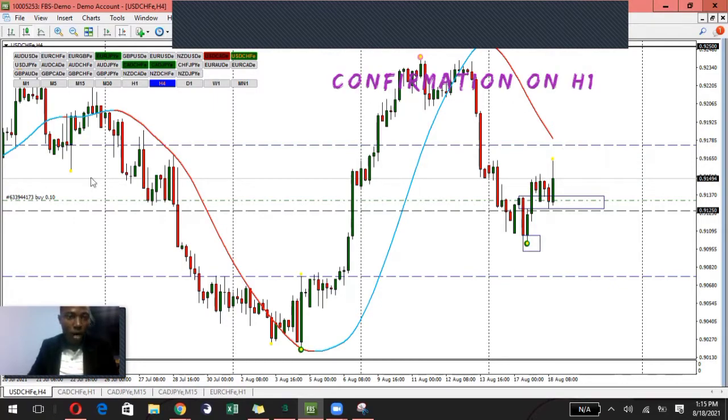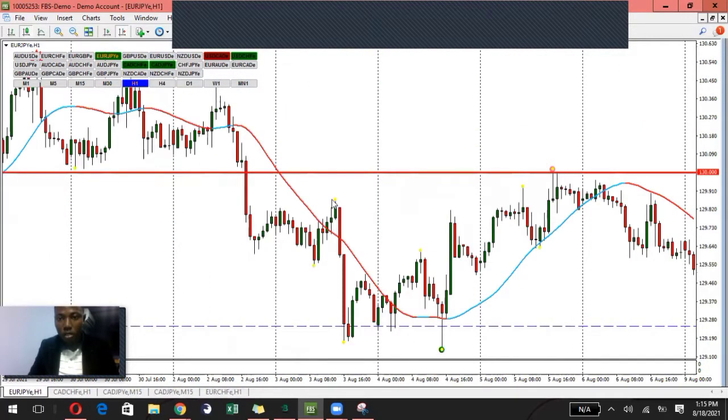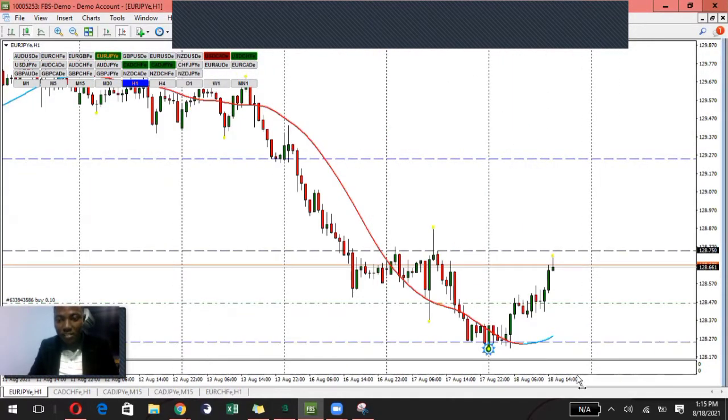Okay, now how do you validate your entry? I validate my entry coming down to the lower time frame, 1 hour. On 1 hour I want to see the trend pattern change. After seeing my peak formation low on 4 hours, I want to see my trend turn to blue. Over time you see the market moving to the upside.